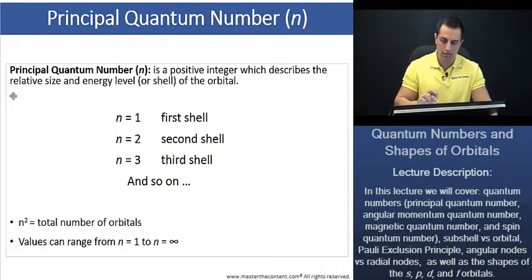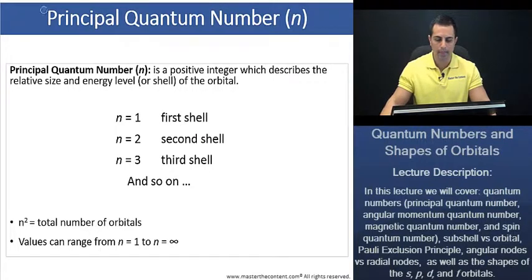Okay, great. Let's get started here and take a look at the first quantum number. Now, before we read our definition here, once again, the first quantum number is going to be telling us which energy level the electron is in around the nucleus. In other words, the most probable distance of the electron from the nucleus. Now, reading our definition here, it says principal quantum number. That's going to be given by n, is a positive integer which describes the relative size and energy level or shell of the orbital.